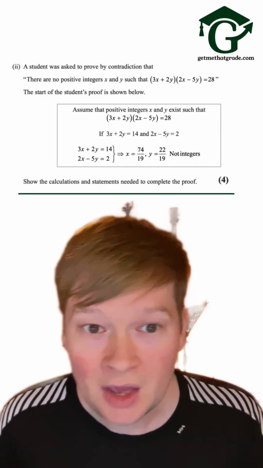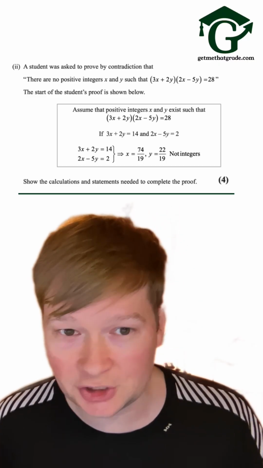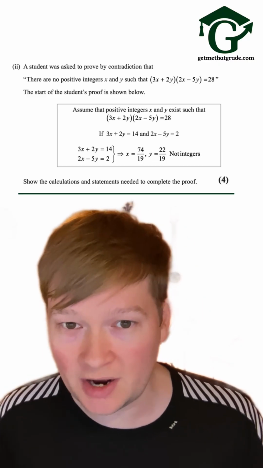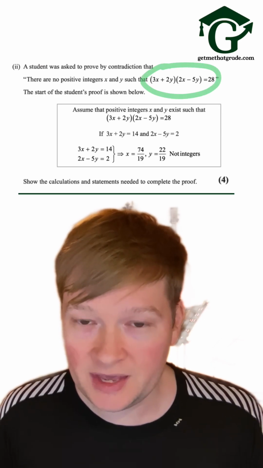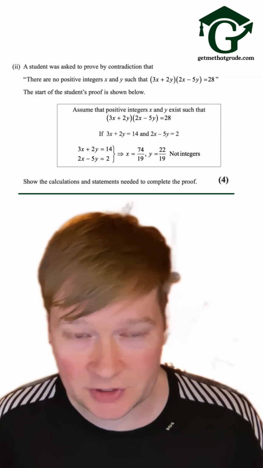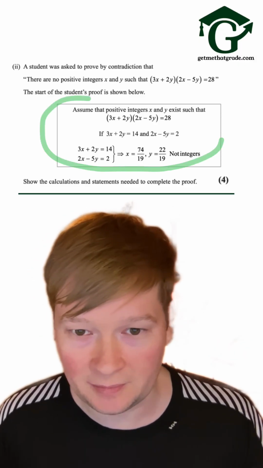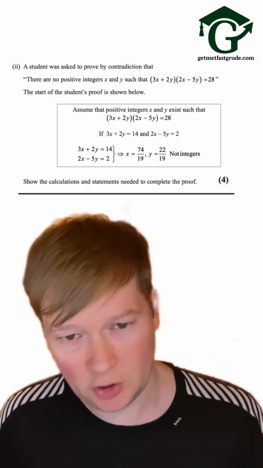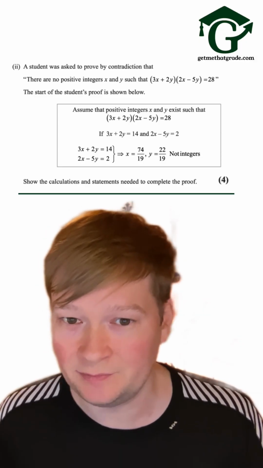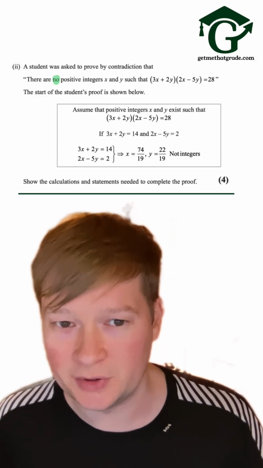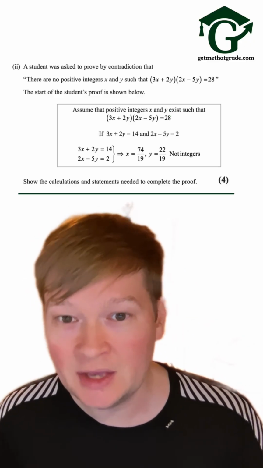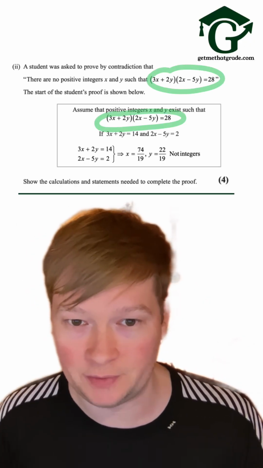Part 2. A student was asked to prove by contradiction that there are no positive integers x and y such that this multiplied by this gives us 28. The start of the student's proof is shown here. They've assumed, for contradiction, that positive integers x and y do exist. Remember, we're trying to show that there are no positive integers. So they've assumed the contrary, that they do exist, such that this is true.